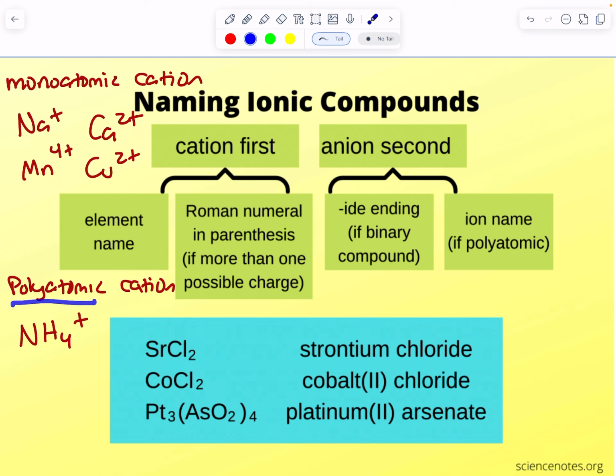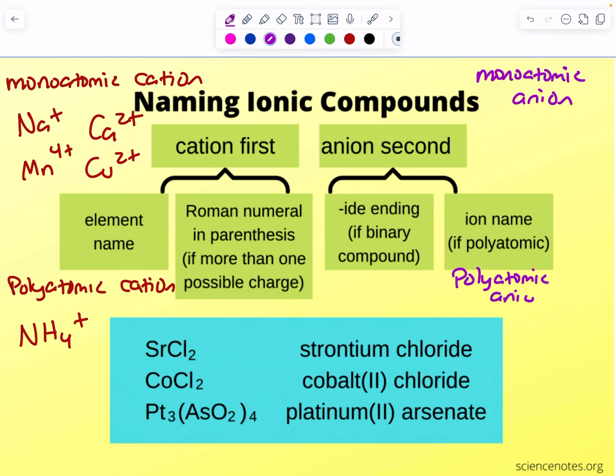Polyatomic cations, again, there's only one of them. You just write it exactly as is, just the name, ammonium. That's it. No Roman numerals, nothing like that, just the name of it. Anion, we have the same situation. We can have a monoatomic anion or a polyatomic anion. So a monoatomic anion could be chloride, fluoride. We have this one, this one, this one.